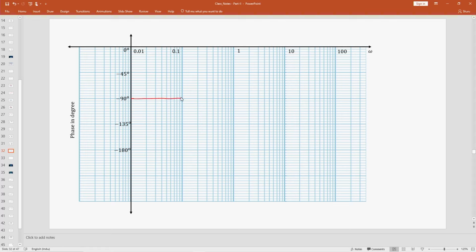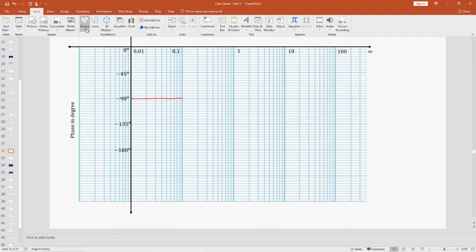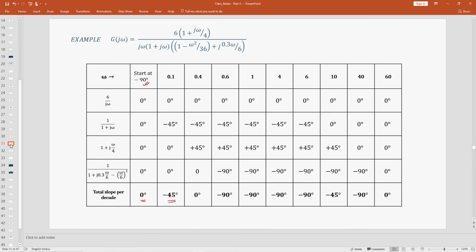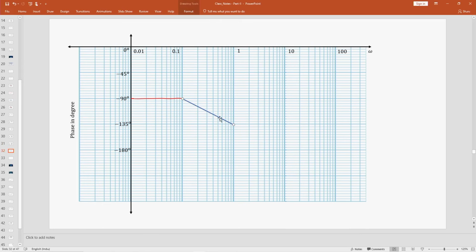Here we will have a minus 45 degree per decade line. So, a minus 45 degree per decade line, we already know how to do this, we have already done this for the magnitude case. So, minus 45 degree per decade line will look something like this. So, you will have to go and draw it, and then we have till again 0.4. So, where is 0.4 for us? This is 0.1, 0.2, 0.3, 0.4. So, up to this point.